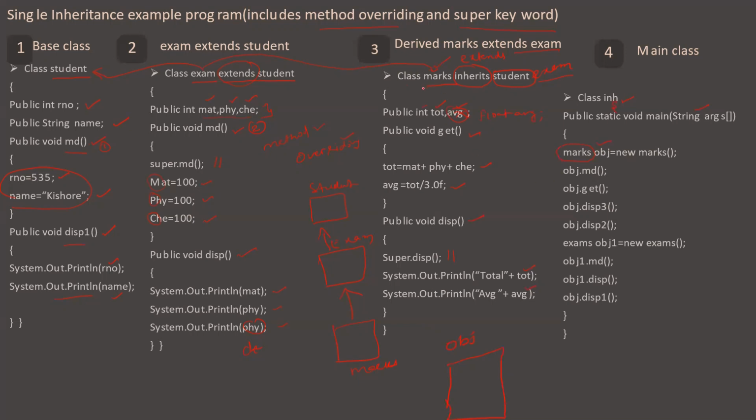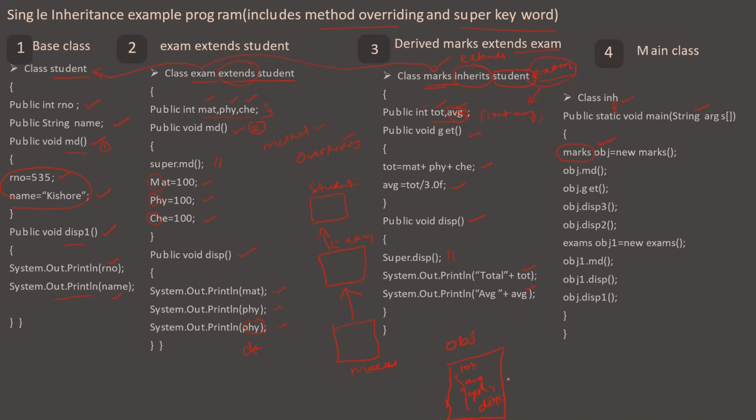Okay, this is the marks class. So you have total as well as average. So you're going to work with total and average. Then afterwards you have the get method and the display method in this object. Now this object can access all these things. At the same time, as this marks class is extending your exam class, is it point clear? So all the properties present in the exam class will also be present in this object.